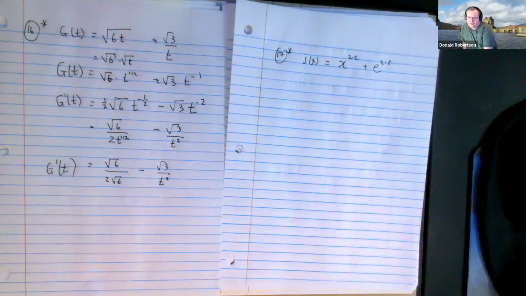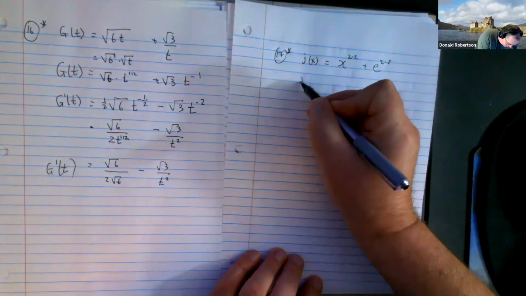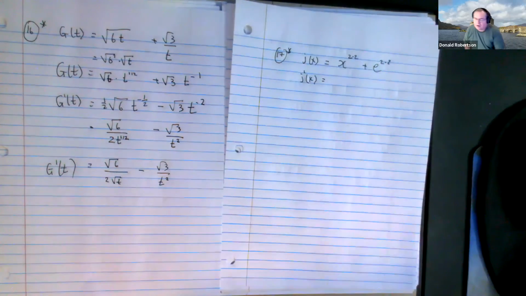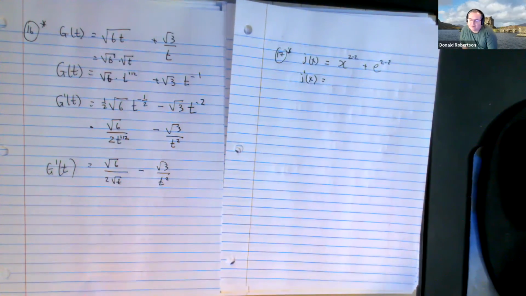x to the power of 2.2. That's kind of weird. Plus e to the power of 2.2. This question, the derivative, can be done in one line. I don't need to change anything or alter its look. I can do the power rule.